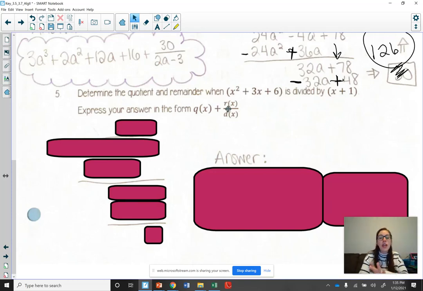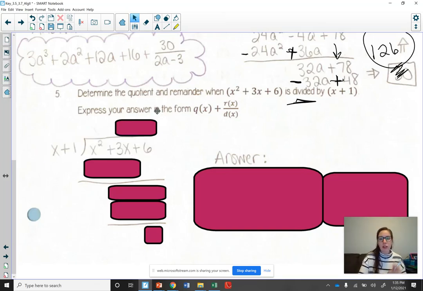How do you know what to do? If it shows you this is your type of answer, you should always think, okay, I get those answers from polynomial long division. So determine the quotient, that's a key, the keyword quotient, and remainder, you get remainders from long division. When this polynomial is divided by this other polynomial, so it's polynomial long division, and it's giving you the form that it needs to be written in. This one is so much easier.